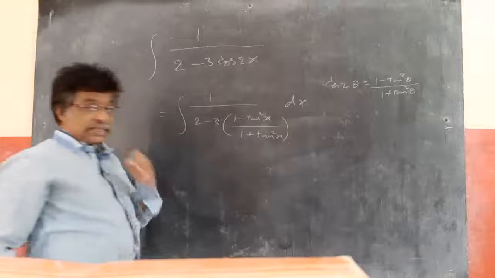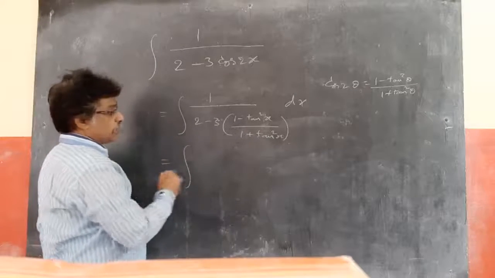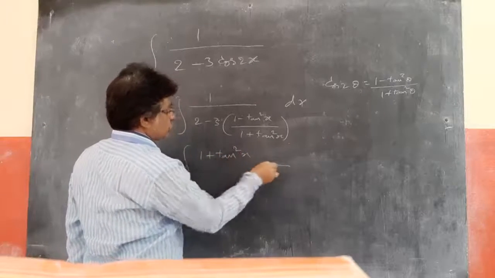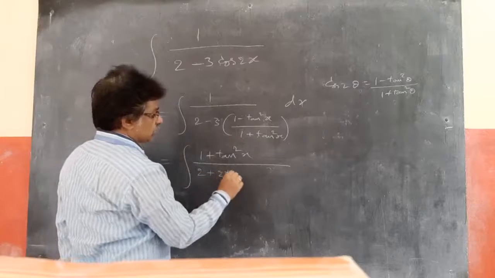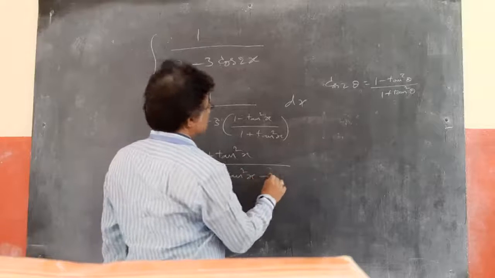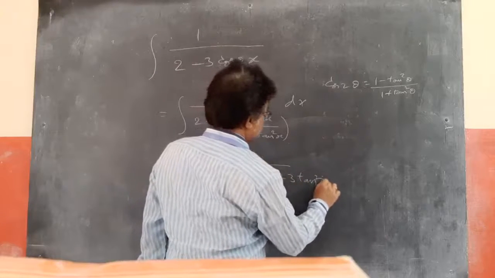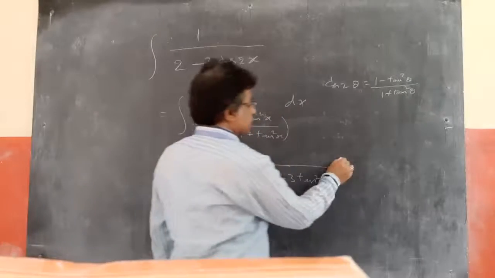Now by taking LCM, 1 plus tan square x, bring it to numerator as usual. So it becomes 1 plus tan square x by 2 into 1 plus tan square x, which becomes 2 plus 2 tan square x, minus 3, minus into minus plus 3 tan square x dx.